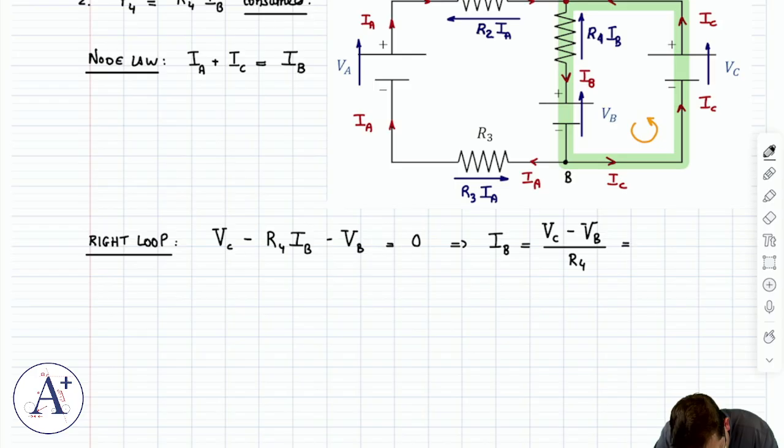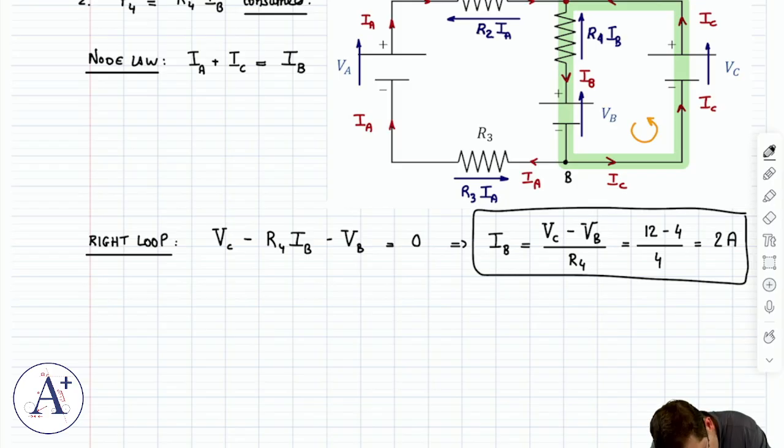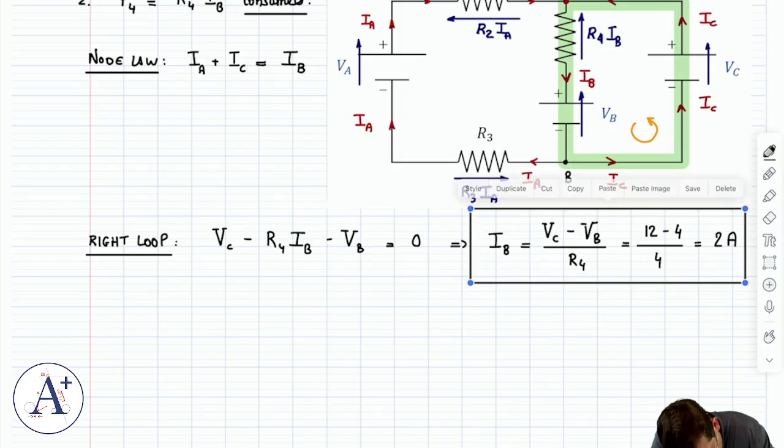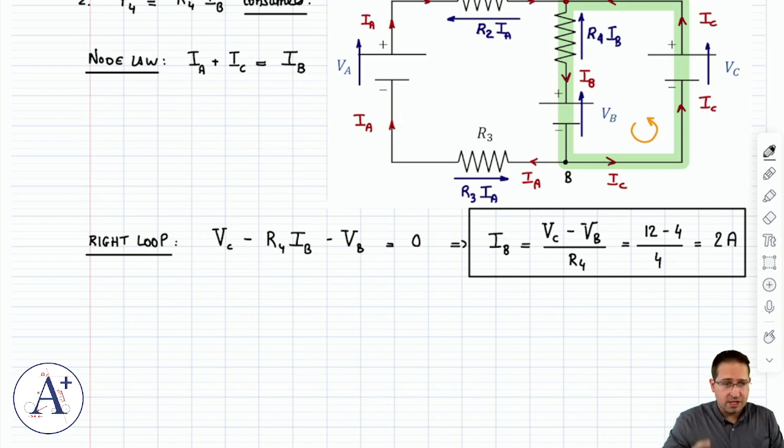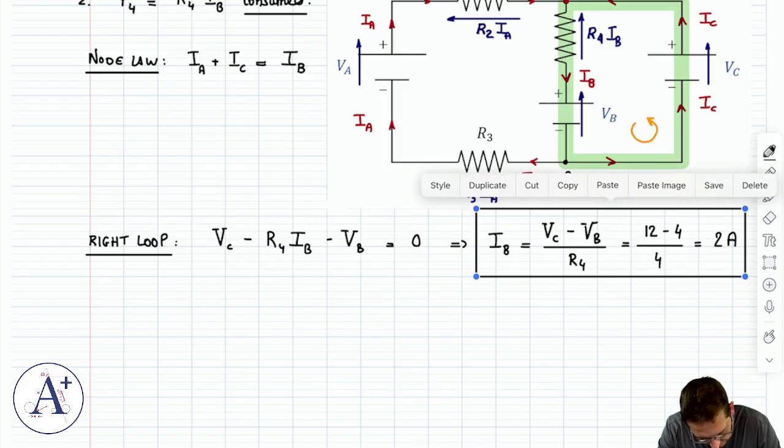Okay, so VC is 12, minus VB is 4, divided by R4 is 4. So that's 8 over 4. That's 2 amps. Okay, by the way, it's positive. So I switched IB from flowing upward to flowing downward, complete guess. I got lucky. That is actually the direction of IB. Okay, so that's going to be 2 amps, and I know that.